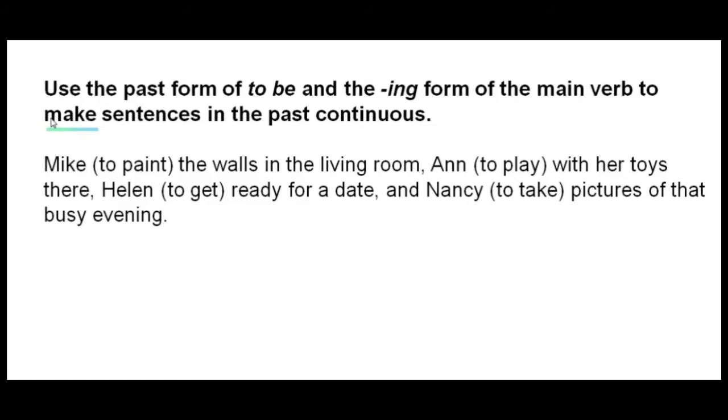Also remember that we use the past form of to be and the ing form of the main verb to make sentences in the past continuous. Now, read the following sentences and provide the past continuous tense of the verbs in the brackets. Mike to paint the walls in the living room. Anne to play with her toys there. Helen to get ready for a date. And Nancy to take pictures of that busy evening.